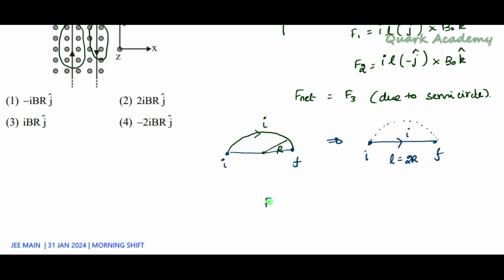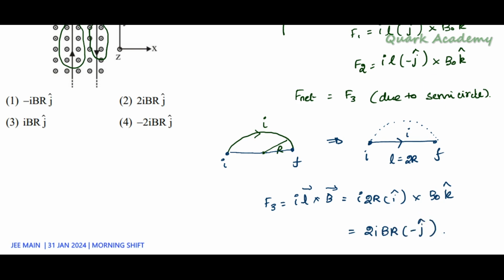So let's find the force F3. I L vector cross B vector. So current I, instead of L it is 2R, and direction is x cap, which means I cap I have to write, and B0 K cap. So I cap cross K cap will be negative J cap. So I'll get 2 I B R negative J cap. Fourth option is the correct answer.